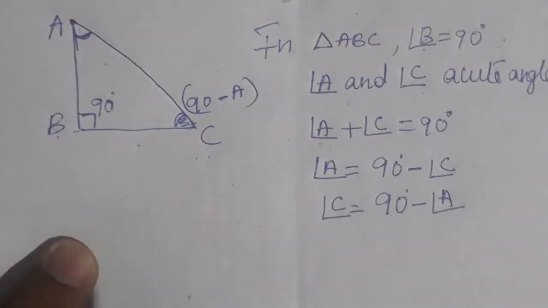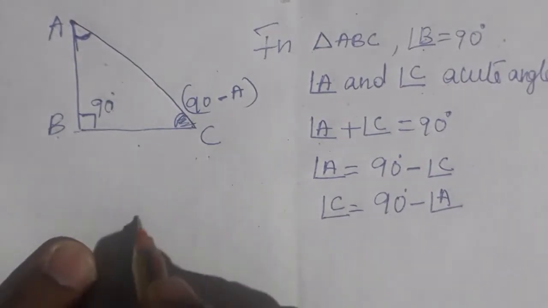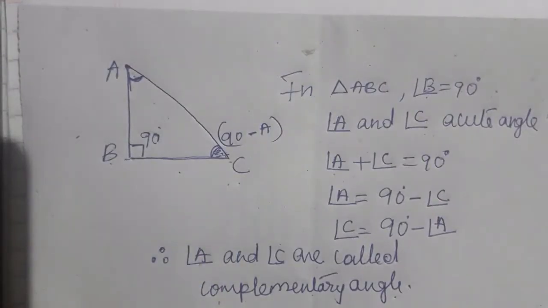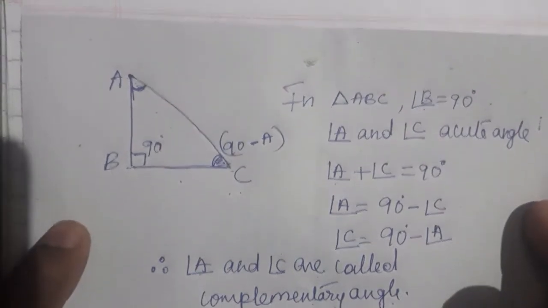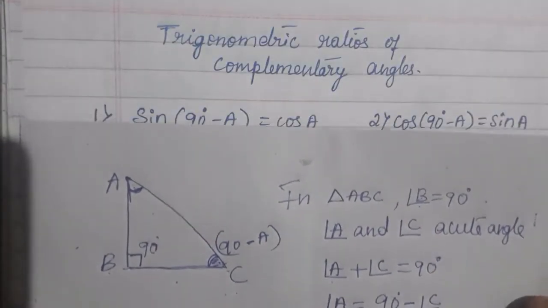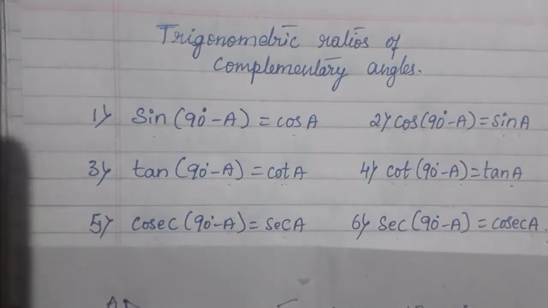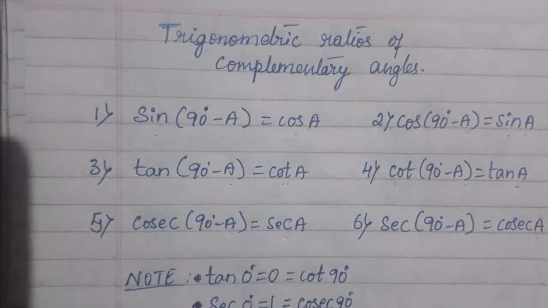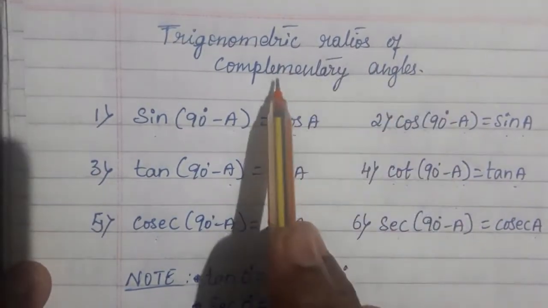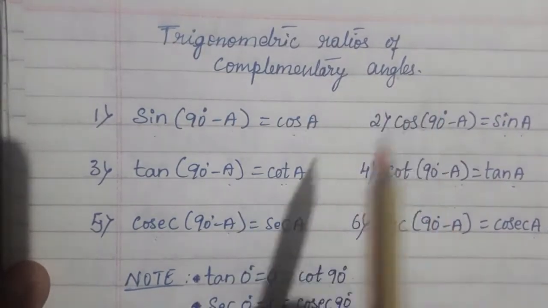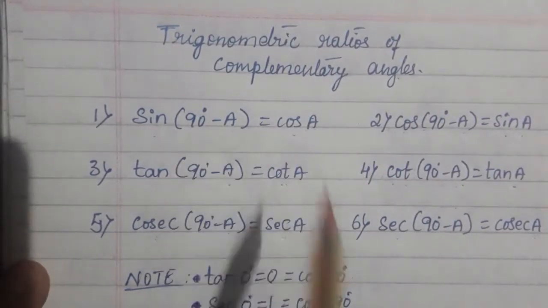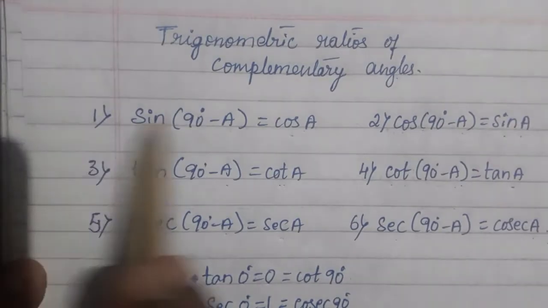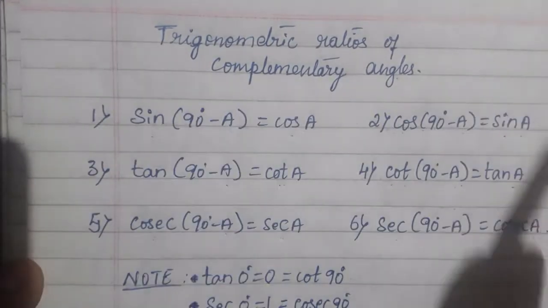we will write the trigonometric ratios of complementary angles. With reference to these two complementary angles, we will be writing trigonometric ratios of complementary angles. That is our next important concept: trigonometric ratios of complementary angles. With reference to angle A and 90 minus A, when we derive, we get 6 relations.